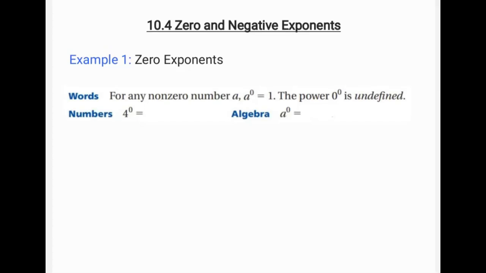So in our case, 4 to the 0 power is equal to 1. A to the 0 power is equal to 1. We can even have 1 million to the 0 power, and that will also equal 1. So any base to the 0 power is equal to 1 except for the base of 0. 0 to the 0 power is undefined.